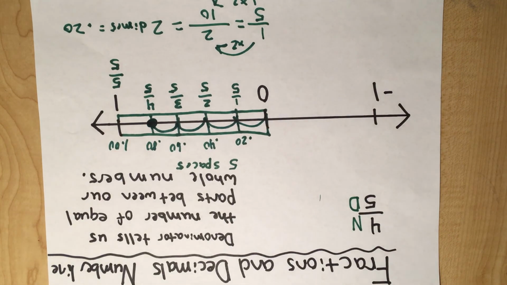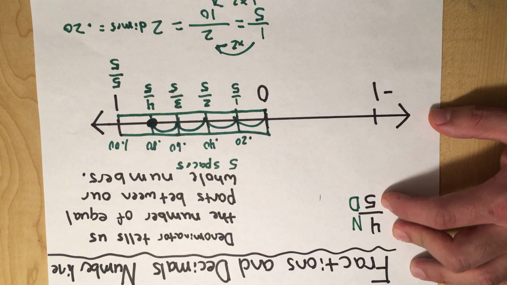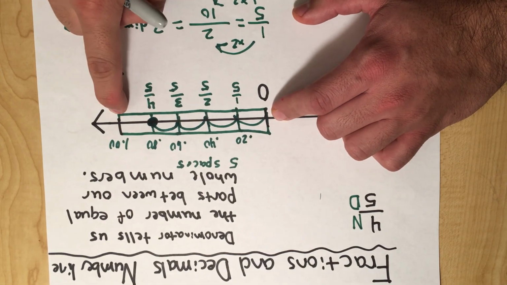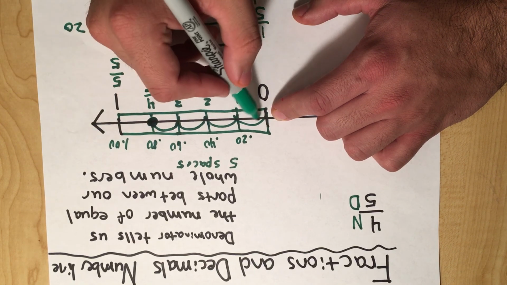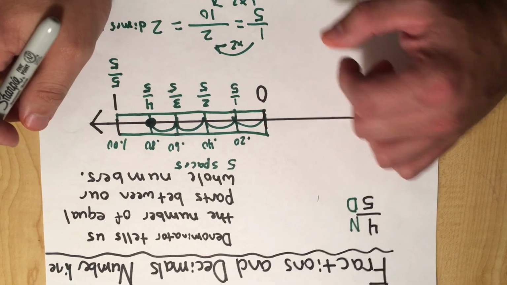Again, when we're plotting or putting fractions on the number line, we just have to look at the denominator, and the denominator is going to tell us how many equal parts we're going to divide our whole into. And once we divide our whole into those equal parts, then we can go ahead and plot our dot where it belongs.